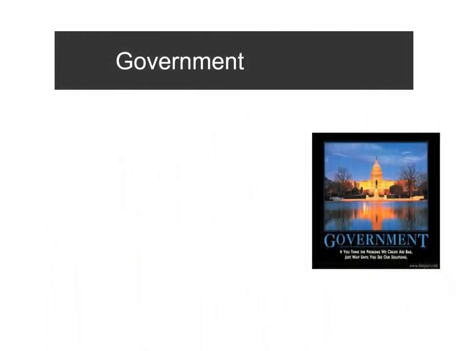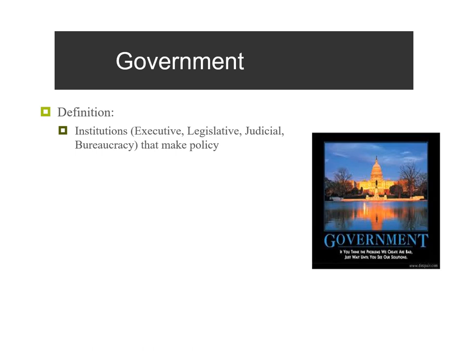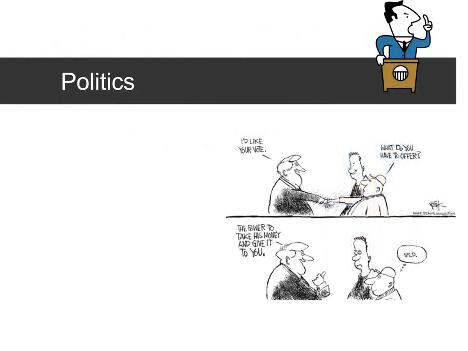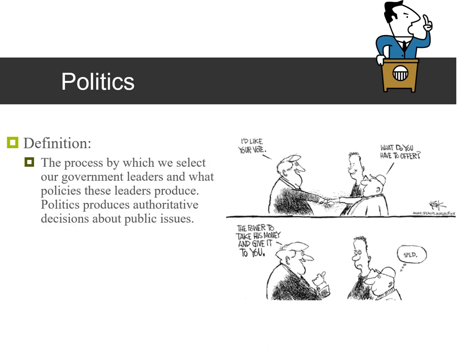So, what is government? Government is an institution, whether that be the executive, legislative, judicial, or the bureaucracy, that makes policy. And politics, what is politics? The definition is the process by which we select our government leaders and what policies these leaders produce. So politics produces authoritative decisions about public issues.